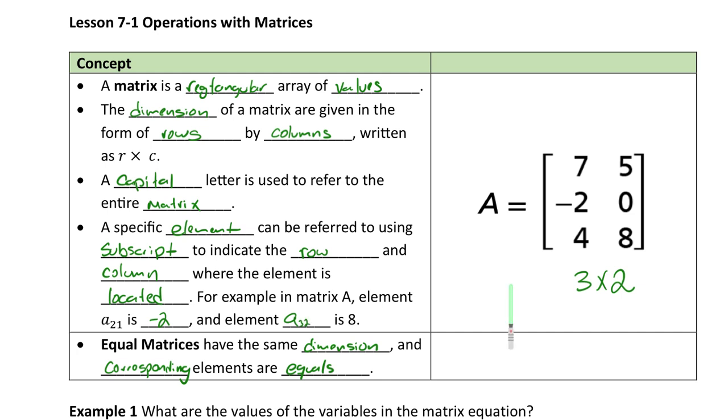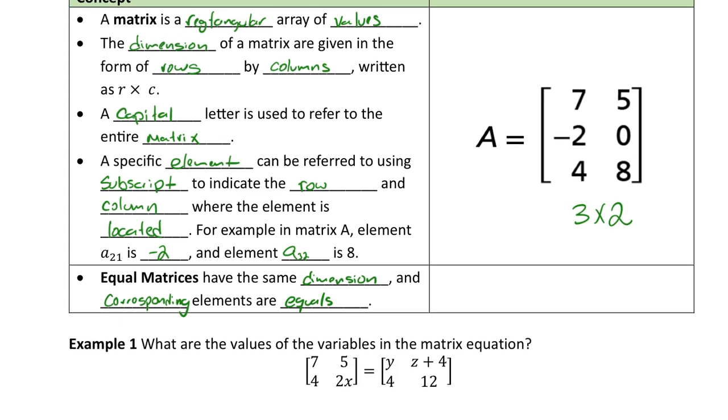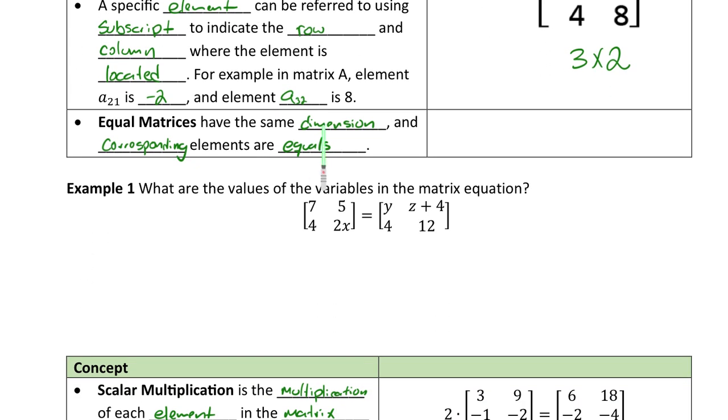Next definition, equal matrices. Equal matrices have the same dimension. That's important, they have the same dimension, and corresponding elements are equal. So on the case down here, this is a 2 by 2, and then a 2 by 2. It has two rows and 2 columns. So for those two matrices to be the same, the corresponding values have to be the same. So for example, y is 7.